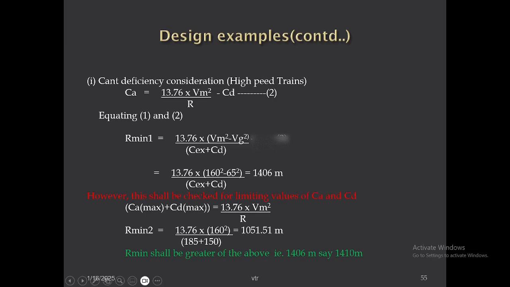Suppose we provide 1051.51 meter, say 1050 meter, what will happen? This will satisfy the cant deficiency for the high speed train, but it will not satisfy the cant excess consideration. That means goods trains running at 60 km will experience more cant excess, more than 75. So the flatter radius you have to choose. Finally this will be the minimum radius we have to provide for the curve under this condition. This is how we work out this problem. Then we'll go to the next example.